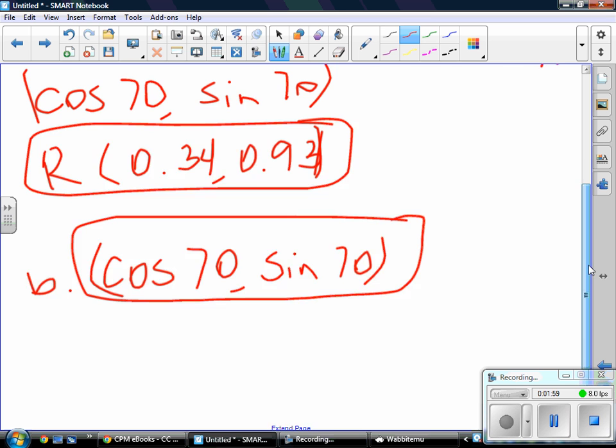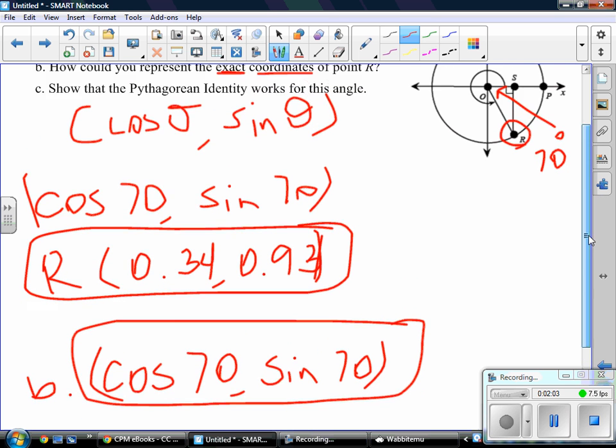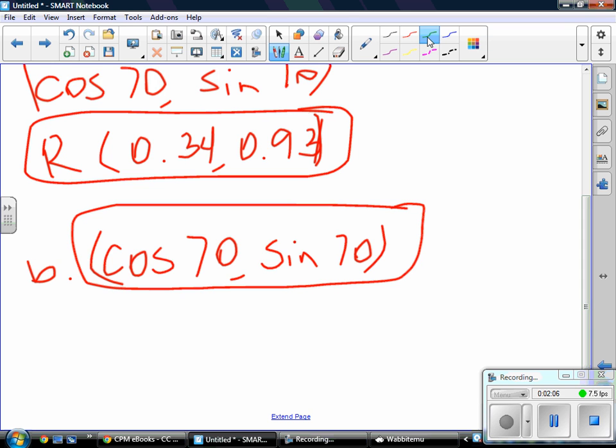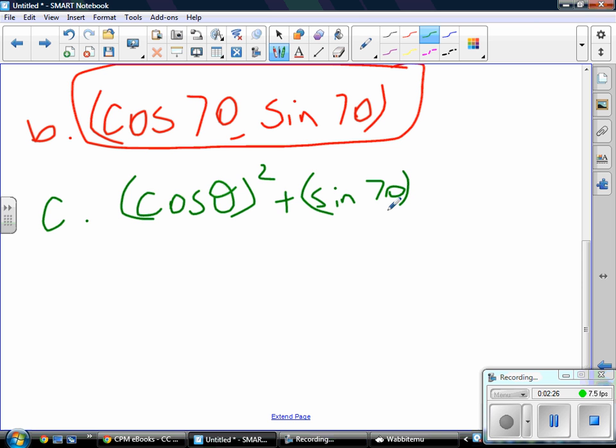So part C says, show that the Pythagorean identity works for this angle. So the Pythagorean identity, we discovered this in class, it's like the Pythagorean theorem, but instead of using A, B, and C, we're going to say cosine of our angle squared, so that's like side A squared, plus sine squared, like side B squared, but to find the side we're using sine. So now that equals 1 squared, which is just 1. So I'm going to leave it just as 1 there. So they want us to prove that this works.